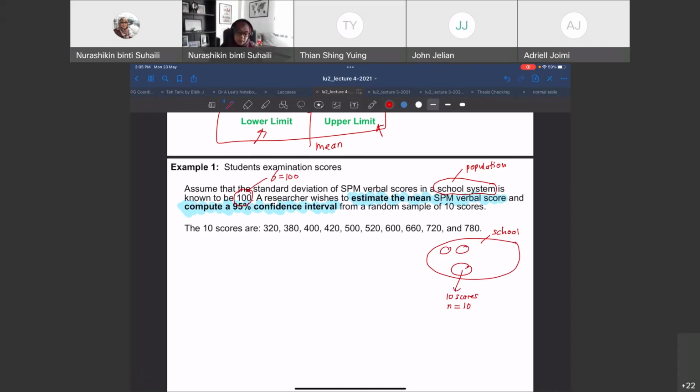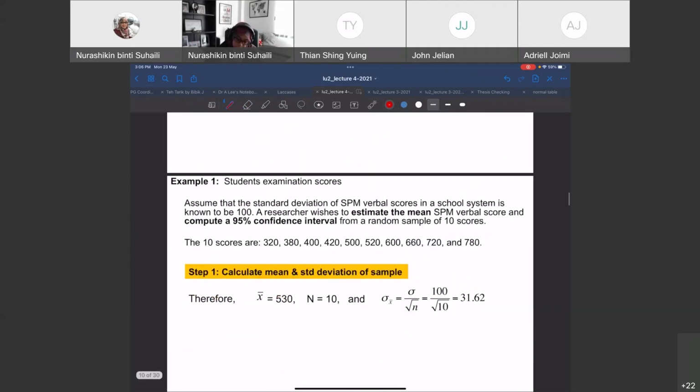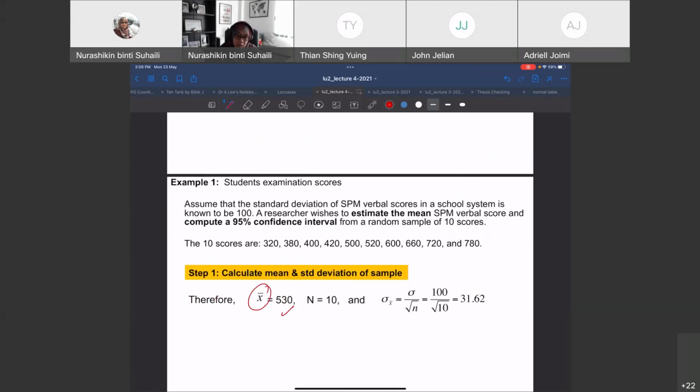Estimate the mean of that sample. First, the mean of the SPM verbal score. The mean is like you add up all this stuff, 380 plus up to 780, divided by 10. Then you get the mean of the sample, which is 530.